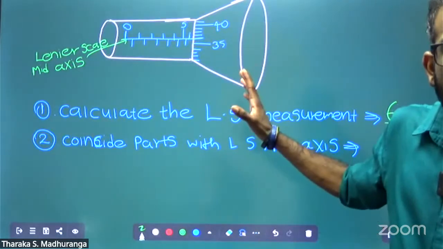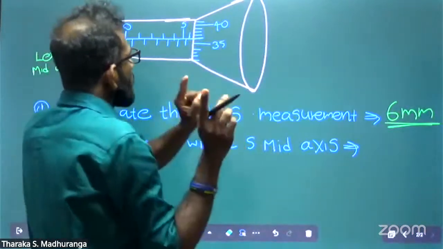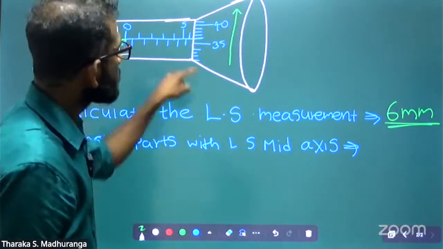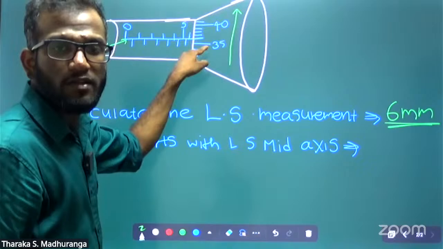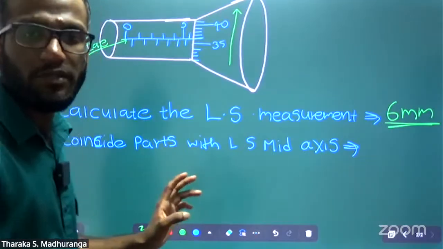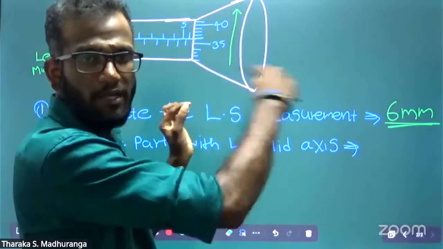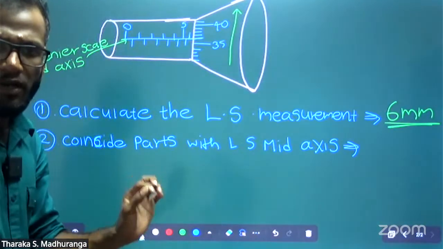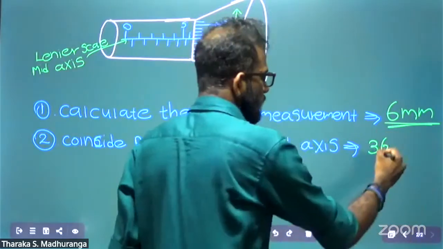The coincide number we always get from the circular scale. You can remember this circular scale value is always increasing in the upward direction. You can understand this value is 35, then it is 40, then what is this one? The coincide value is 36. Good. Coincide value with linear scale middle axis. Clear? Linear scale mid axis coincides with 36, not millimeter, just 36.